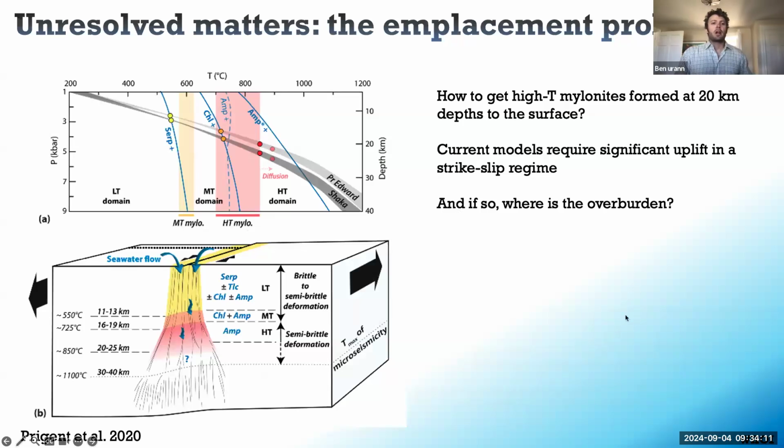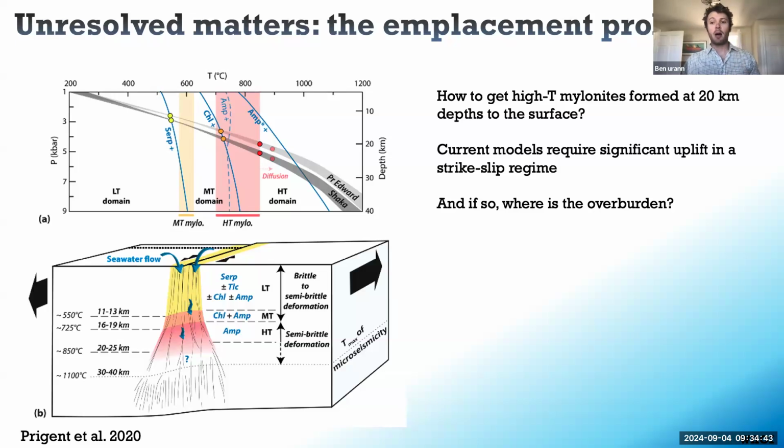And so applying what we've learned so far to those two fundamental questions that we started out with, it comes back to the emplacement problem. Essentially, the work that we've seen in the last few years, looking at mylonites from transform faults, as I said, shows that they're being deformed at temperatures exceeding 800 degrees C and depths of anywhere from 20 to 25 kilometers below the seafloor. But the problem is, how are these samples brought to the surface in a strike slip regime?